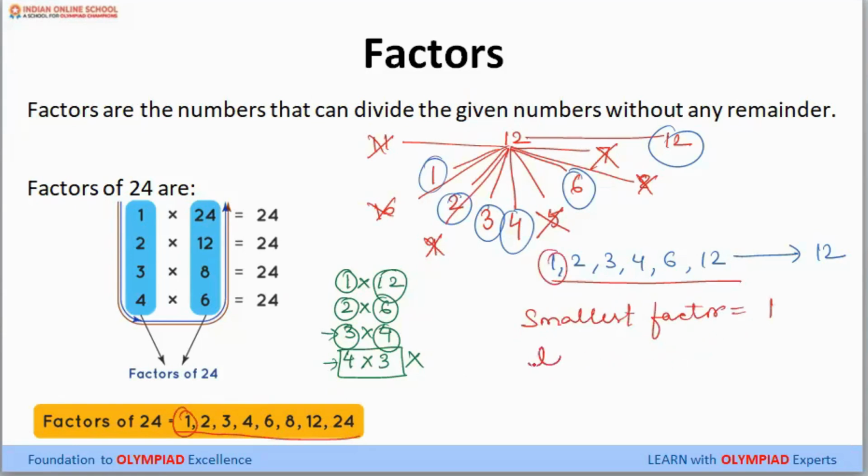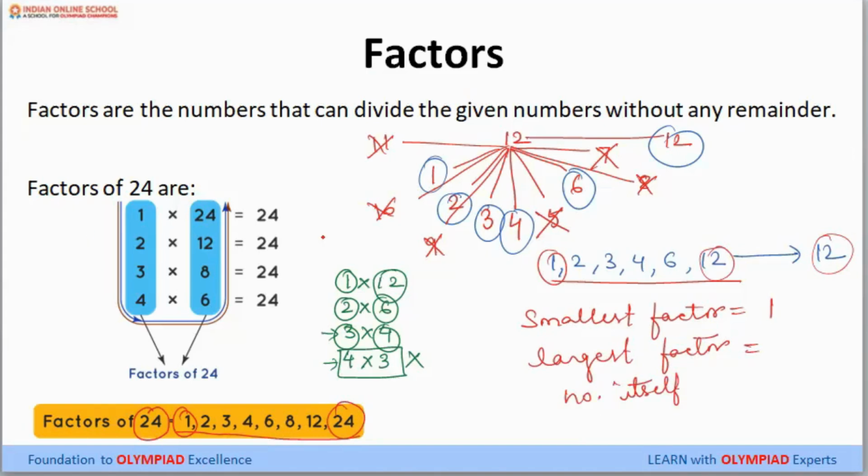And which one is going to be the largest factor? 12, 24. So when we are finding the factors of 24, 24 is the largest one, and when we are finding the factors of 12, 12 is the largest one. Which means the largest factor of any number is the number itself. Got it everybody?